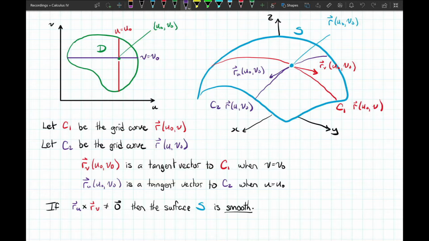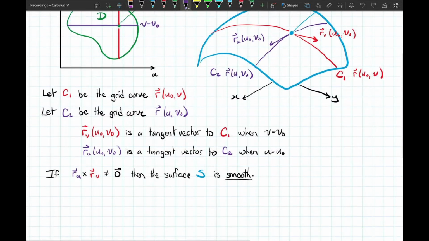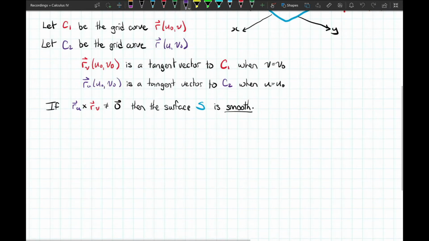So, as long as the cross product is not equal to the zero vector, then we can establish the tangent plane and we say that the surface is smooth. Now, there will be a couple of different forms in which we can express the equation of the tangent plane. We can express the tangent plane as a parametric surface, where we have a point and we have two vectors that lie in the plane, or we can find the equation of the normal vector and use that to get the equation of the tangent plane in Cartesian coordinates.